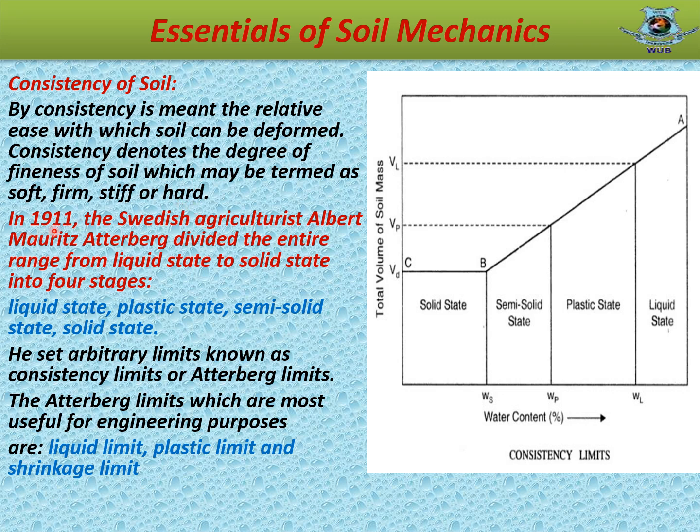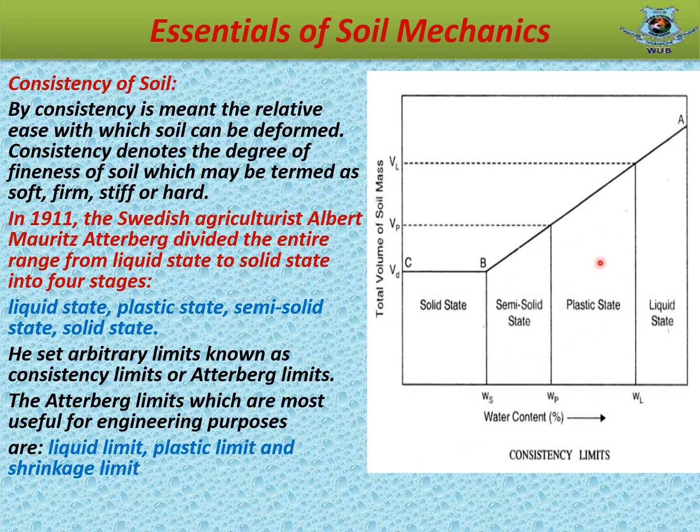In 1911, the Swedish agriculturist Sir Albert Moritz Atterberg divided the entire range from liquid to solid state into four stages, which are liquid state, plastic state, semi-solid state, and solid state. He set arbitrary limits, also known as consistency limits, which are Atterberg limits. The Atterberg limits which are most useful for engineering purposes are liquid limit, plastic limit, and shrinkage limit.